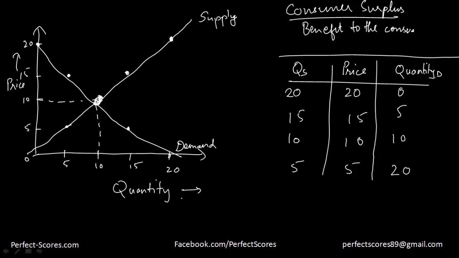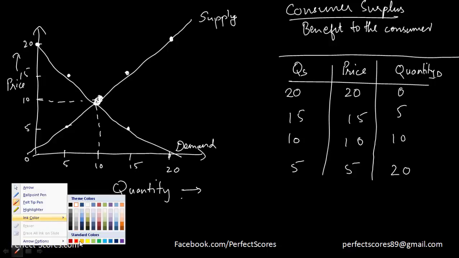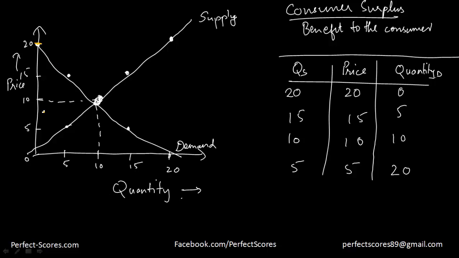That means the consumer would have paid a maximum of 20 units. But what is happening? He's just paying 10 units. That means this is the price that he is saving. He was supposed to pay 20, he could have paid 20, but he's paying 10. That means this is the price that he's saving.